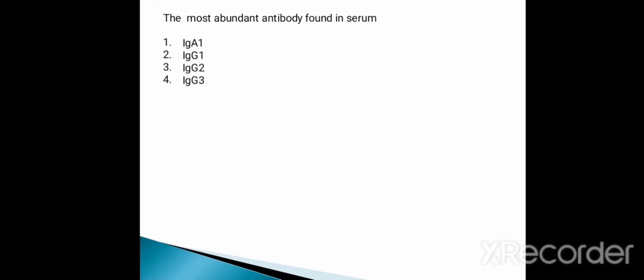Next, the most abundant antibody found in serum is option 1 immunoglobulin A1, option 2 immunoglobulin G1, option 3 immunoglobulin G2, and option 4 is immunoglobulin G3. And the correct option is immunoglobulin G1.